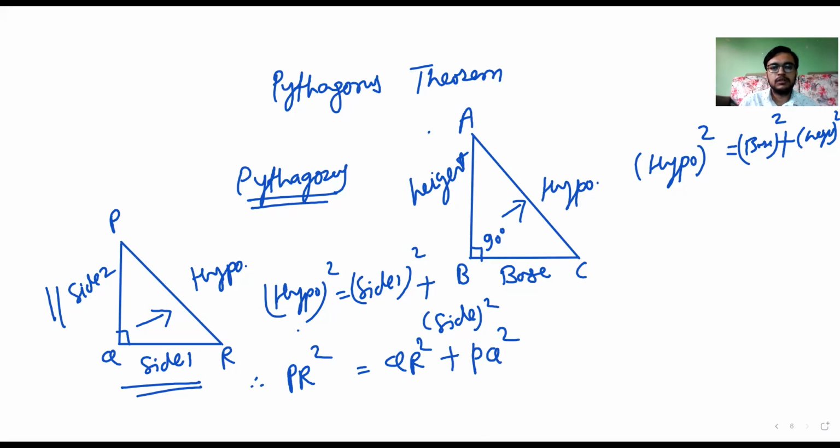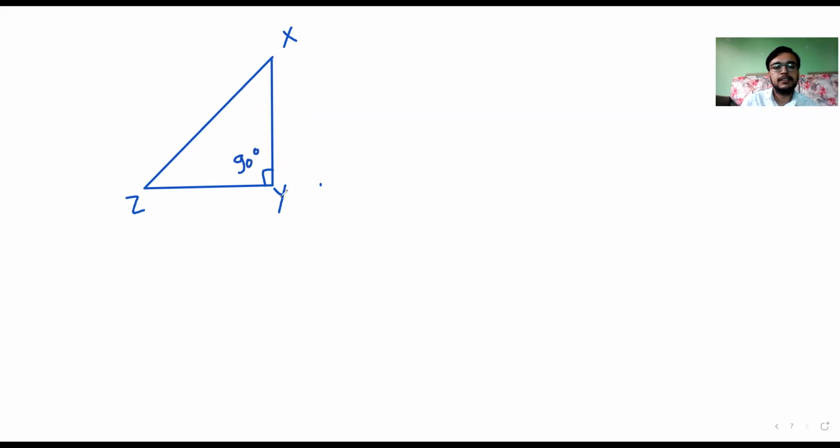Now, I will draw some more examples and you have to write the Pythagoras theorem. For writing the Pythagoras theorem, first you have to identify which side is the hypotenuse. This is triangle XYZ, in which angle Y is 90 degrees. Therefore, the side opposite to 90 degrees is XZ. That is called the hypotenuse.